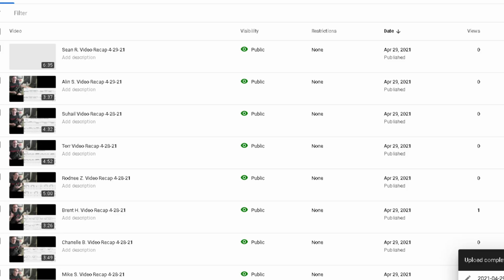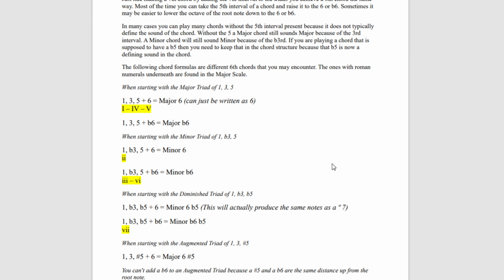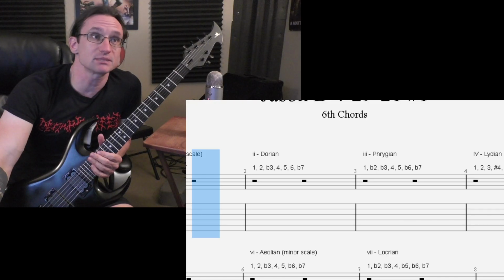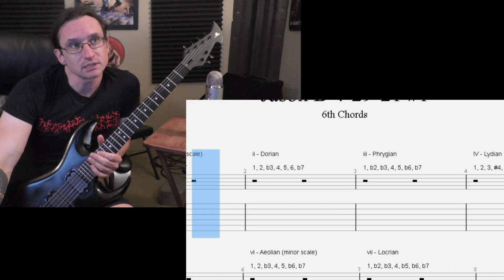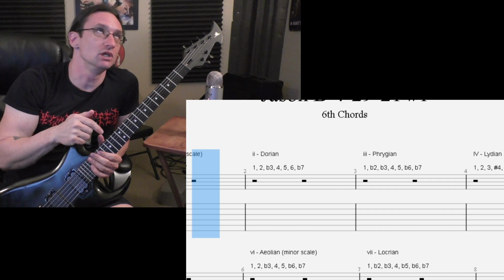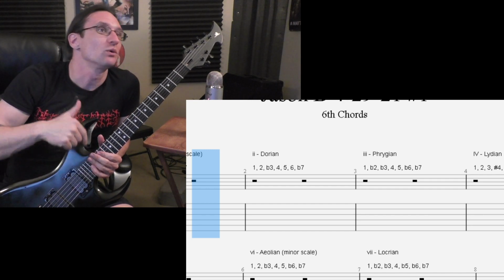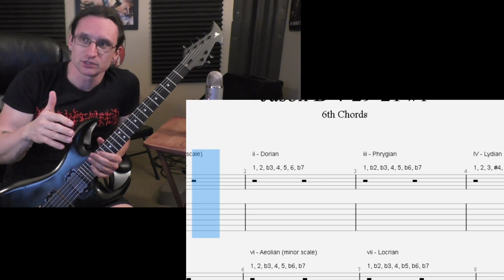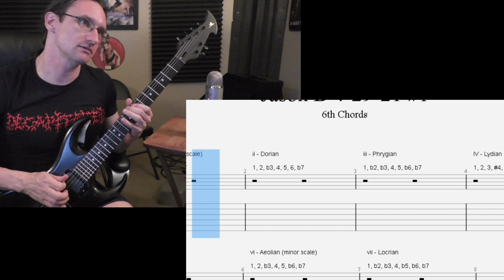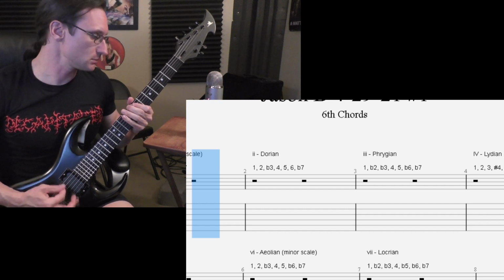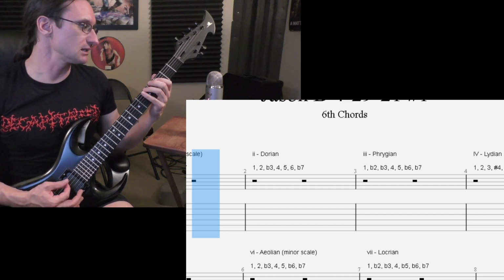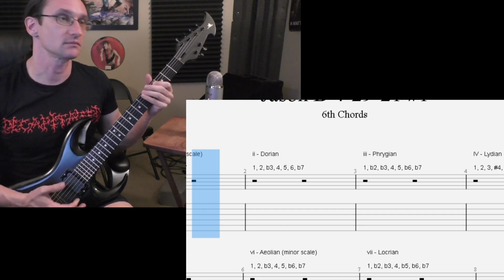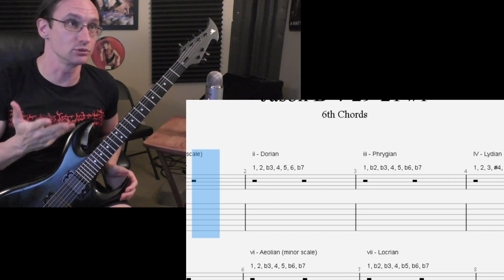Another thing it talks about here, on this sheet, in this PDF, is how the fifth interval can sometimes be kicked out. The fifth interval is the most expendable interval. The reason is that it does not give a major or minor sound. If you play the first and third at the same time, like C and E, it has a major sound. If you play A and C at the same time, it has a minor sound. Those are referred to as dyads, or two-note chords.